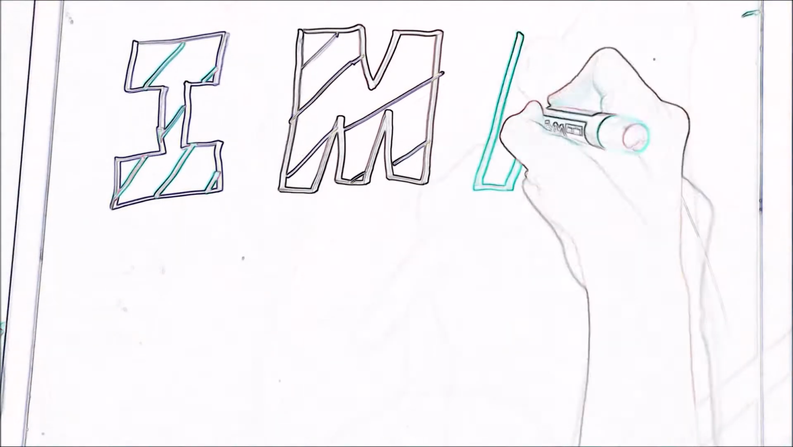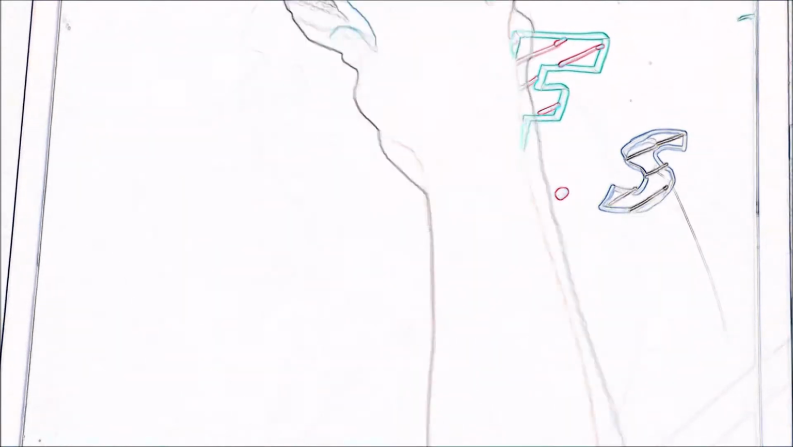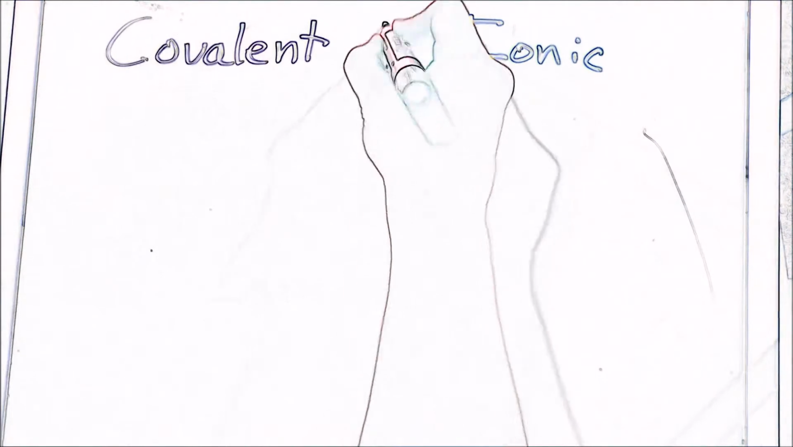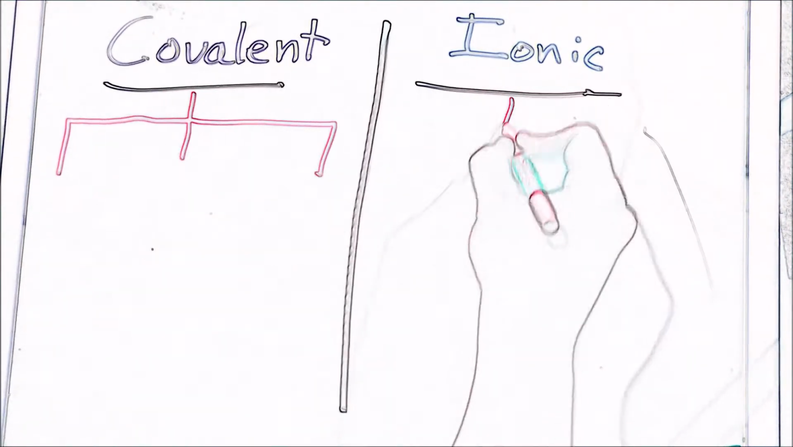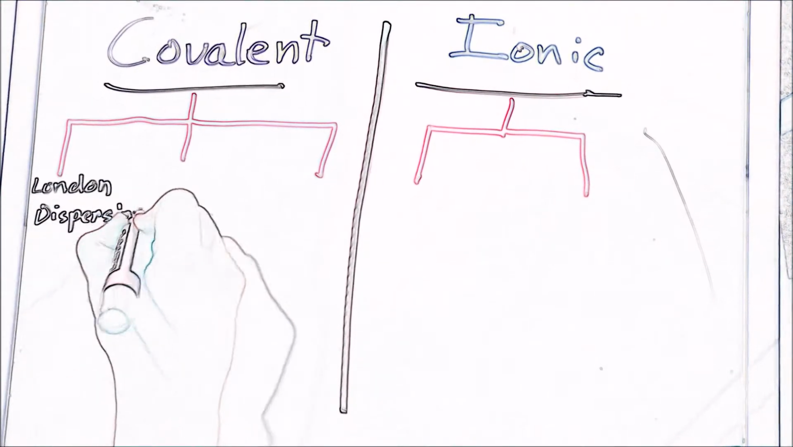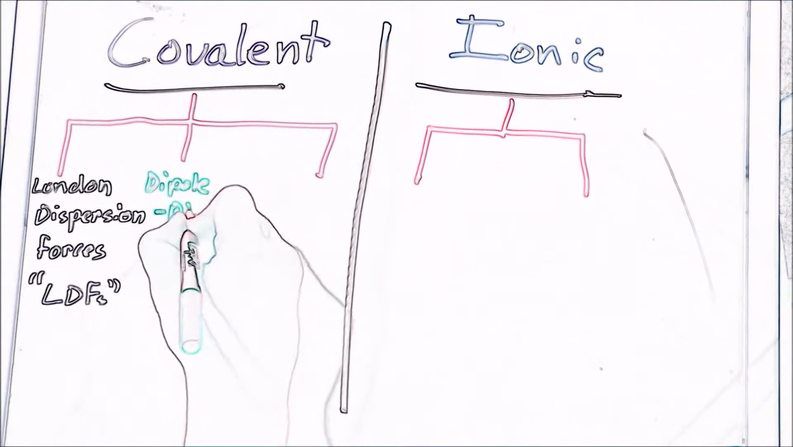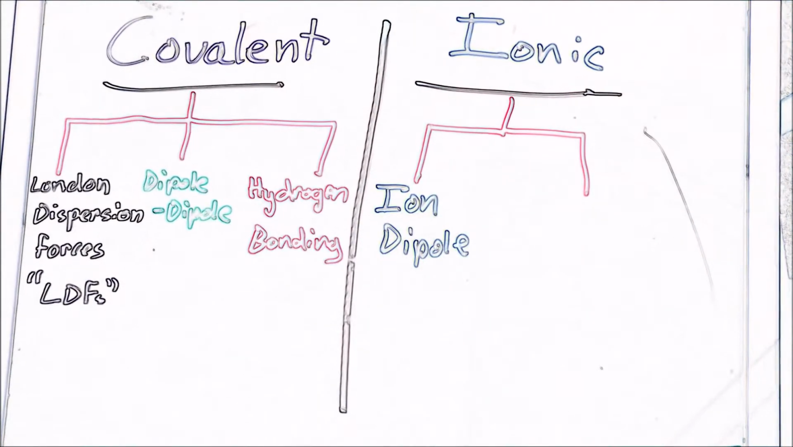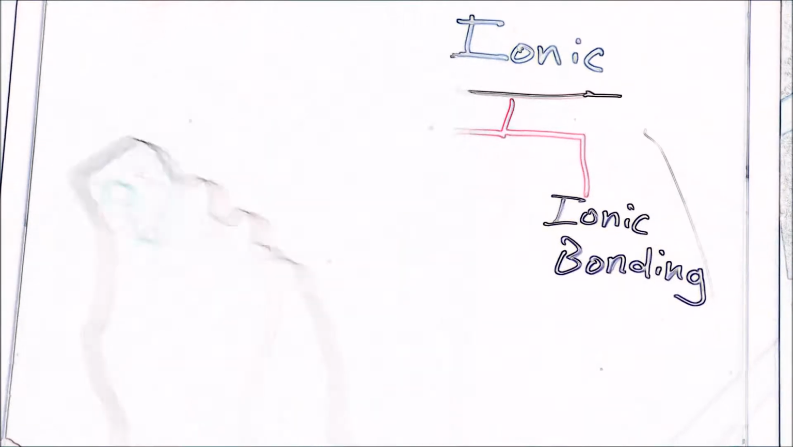Intermolecular forces are forces that moderate interactions between molecules. They are the bonds between these molecules. There are two forms of IMFs, covalent and ionic. There are three types of covalent and two of ionic. London dispersion forces, dipole-dipole, and hydrogen bonds are covalent, while ion-dipole and ionic bonding are ionic.